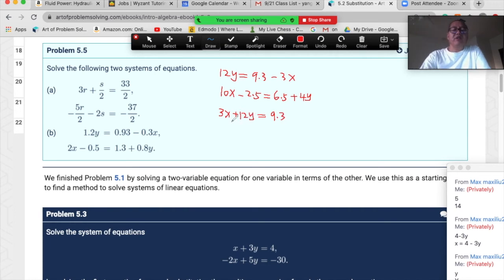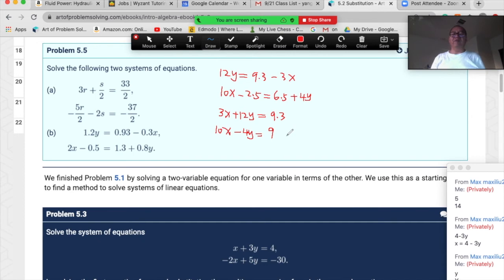Second one, we've got 10x minus 4y, then both sides plus 2.5. So this one will give us 9, right? So now we got these two equations. See here, what should we do?